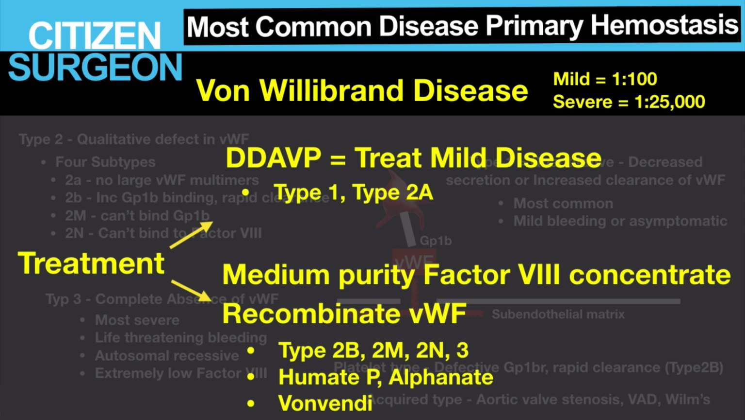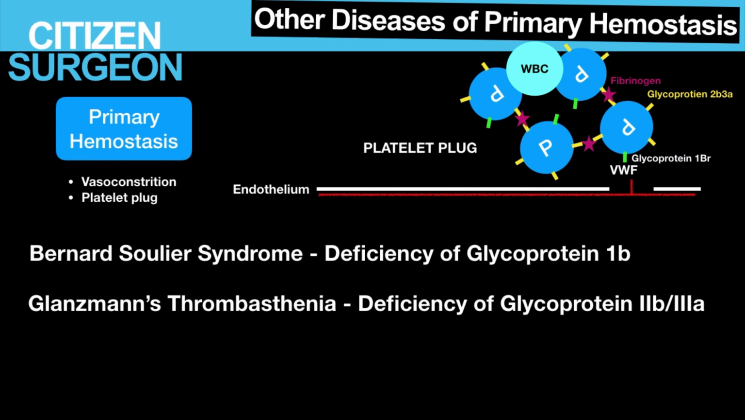All right, so there are a couple of other inherited disorders. You're probably not going to find these very often clinically, but certainly you get these on the test. And those are problems with either the glycoprotein 1B receptor or the glycoprotein 2B3A. So if it's the glycoprotein 1B receptor, that's Bernard-Soulier syndrome. And if you have an inherited defect of the glycoprotein 2B3A receptor, that's going to be Glanzmann's thrombasthenia.